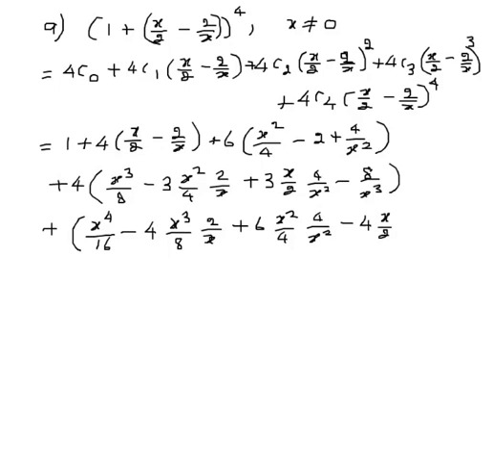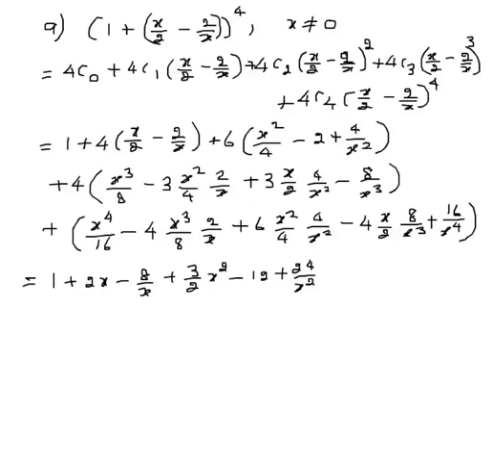x by 2 and this is 8 by x cube, and the last term is 4C4 which is 1, 2 by x whole raised to 4 which is 16 divided by x raised to 4. 1 plus 2x minus 8 by x and this is 3 by 2 x square, minus 12 plus 24 divided by x square, and then the next term x cubed by 2, and here if you simplify, this is 2.